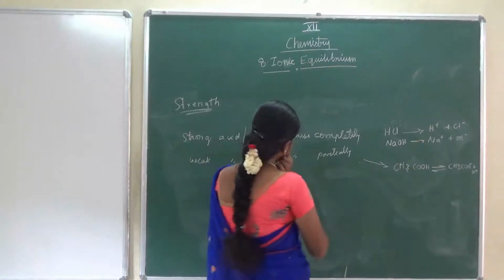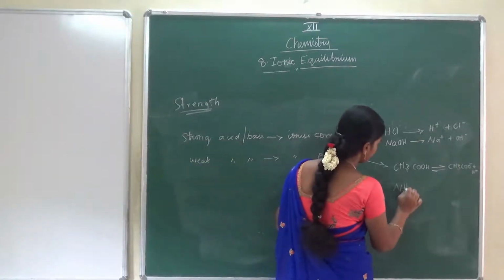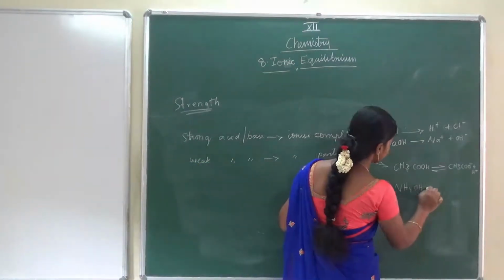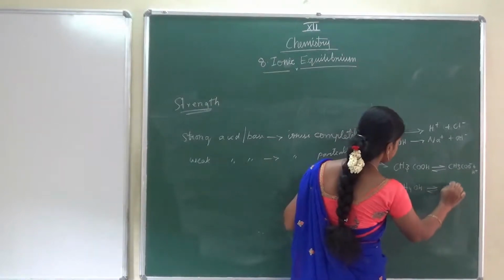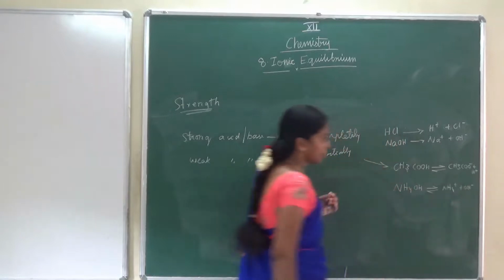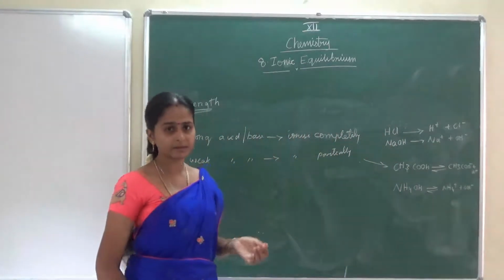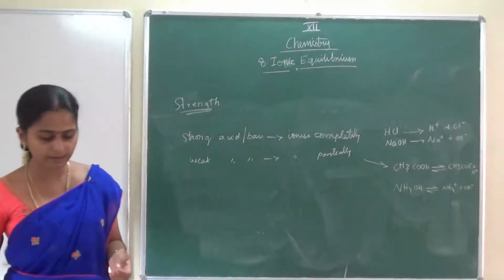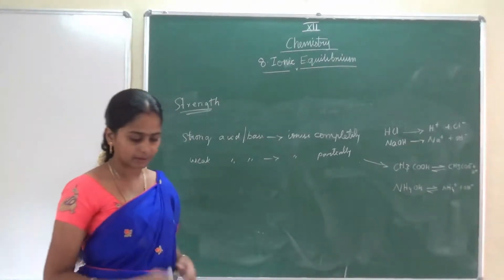Weak acid. And a weak base example is ammonium hydroxide, NH4OH. It will ionize as NH4 plus and OH minus. Okay, just some examples, just make a note of it. You will get it in a 1 mark question.